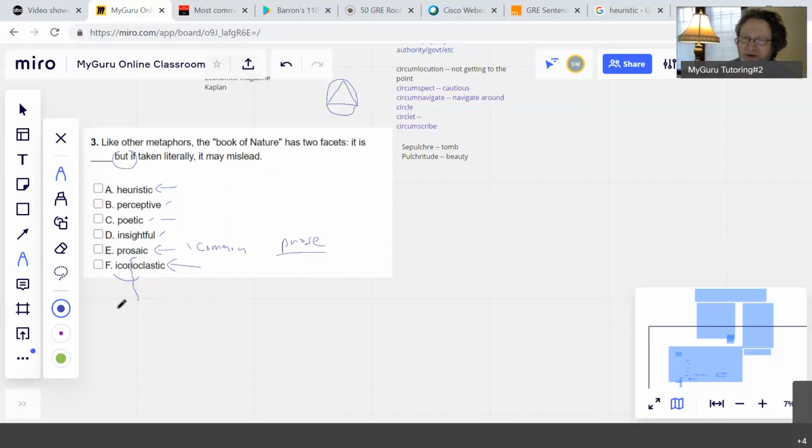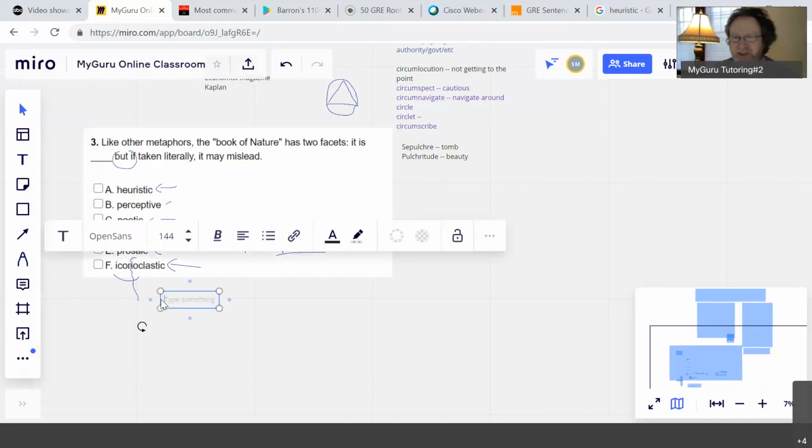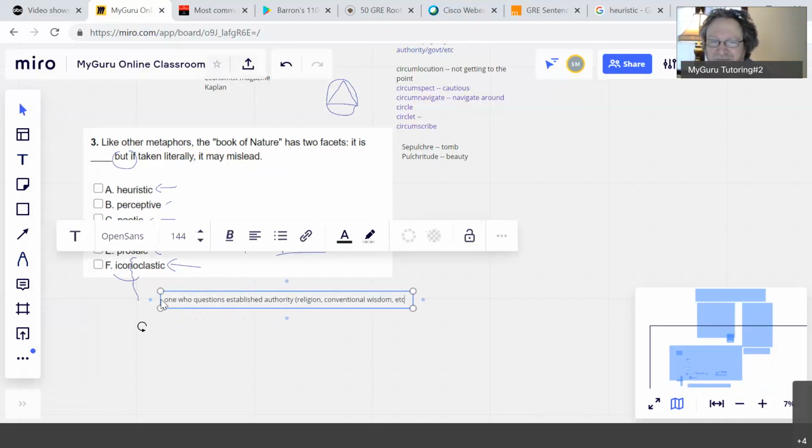But it doesn't have to be about religion now. These words obviously change in meaning as you go along. So an iconoclast is one who goes against authority, or one who questions authority. Not like a rebel necessarily, but one who questions established authority, whether it's religion or conventional wisdom, whatever. All right.